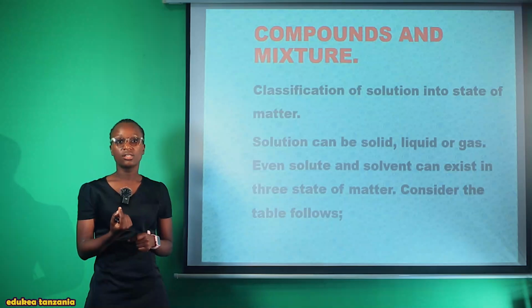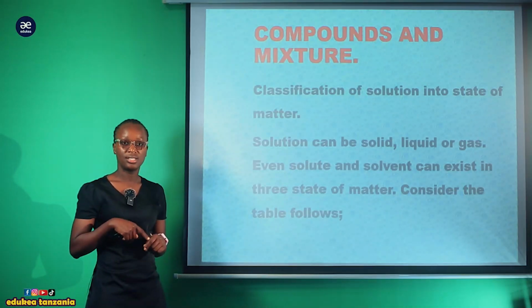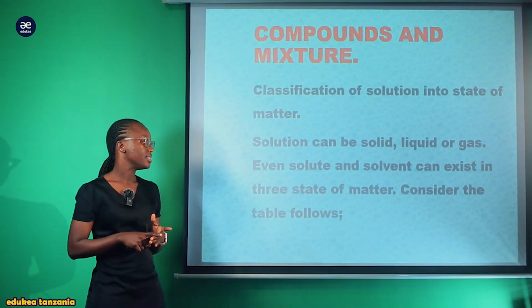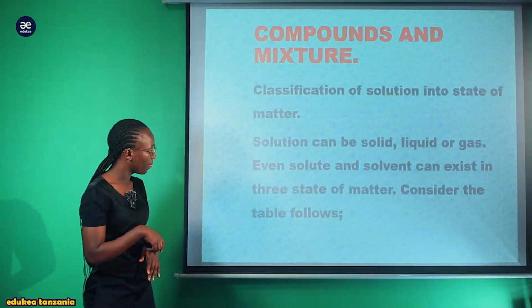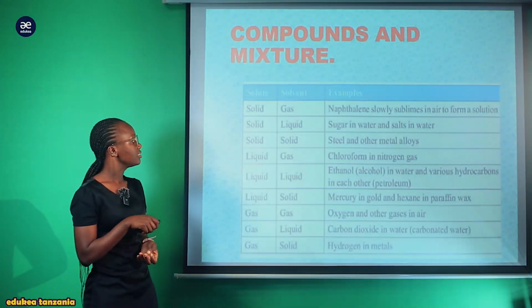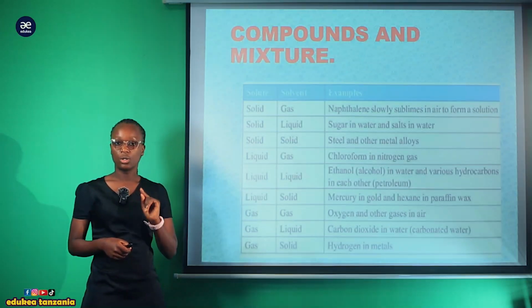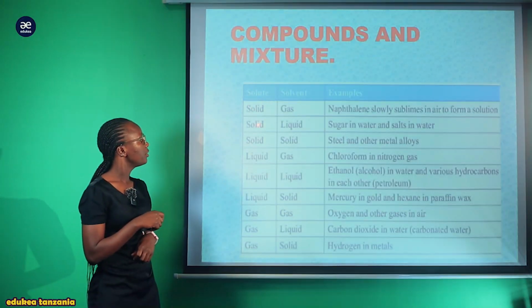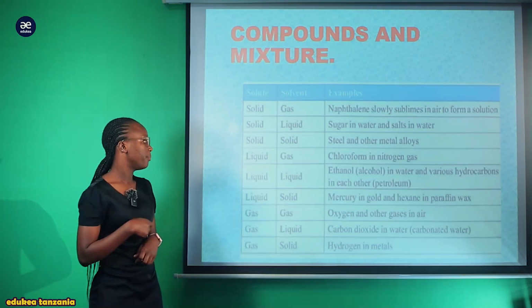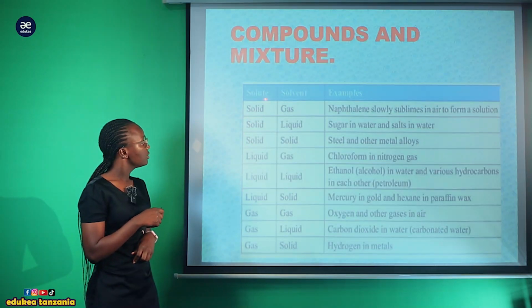Consider the table as follows. Consider the table here. This is our table which shows the existence of solvent and solute in the 3 states of matter. We can have here solute examples. Now we can have a solvent. These are the examples. So you can see solute as a solid, solute as a liquid, and also as a gas. Also you can see solvent can exist in gas, liquid and solid, the same as usual.